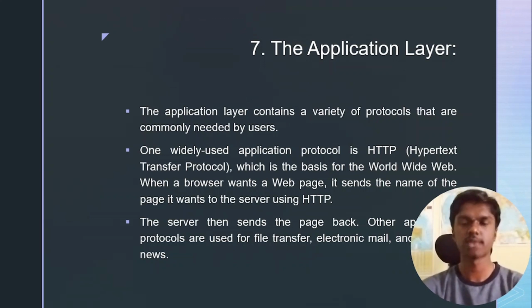So these are the seven layers: the physical layer, data link layer, then we have the network layer, then the transport layer, then the session layer, which is followed by the presentation layer. Last one, the application layer. So these are the layers of the OSI reference model.